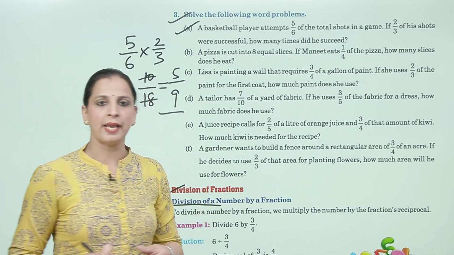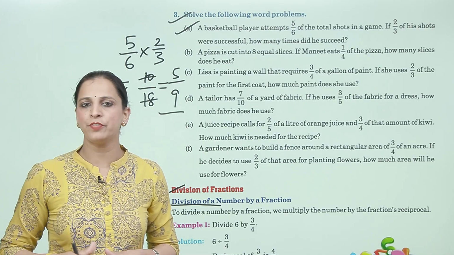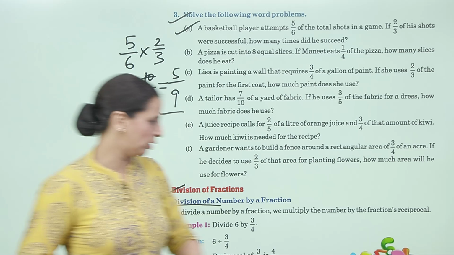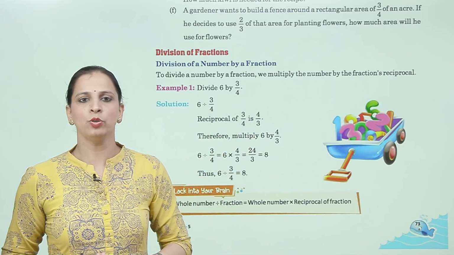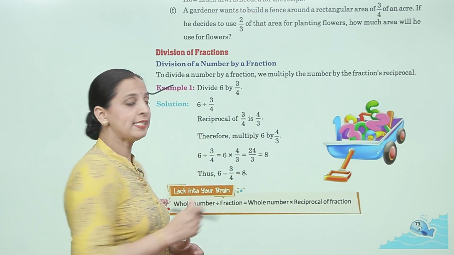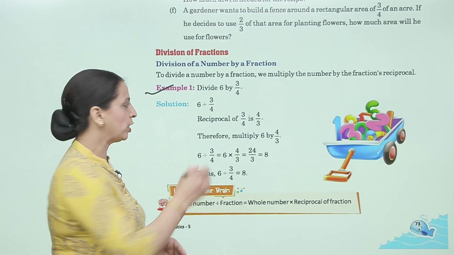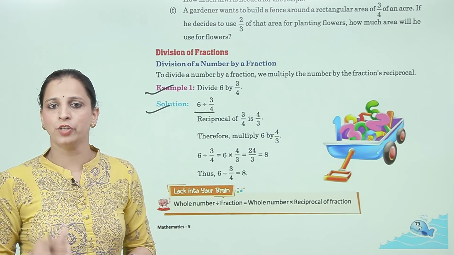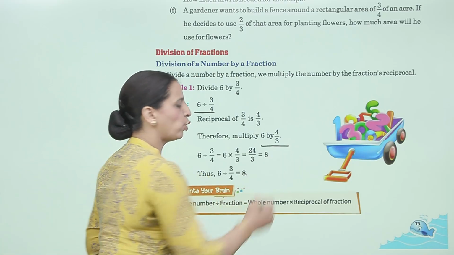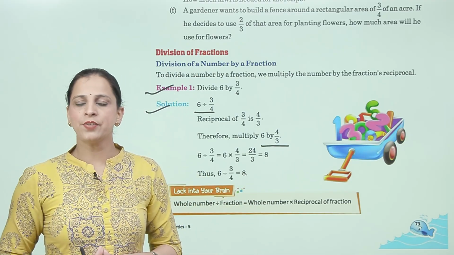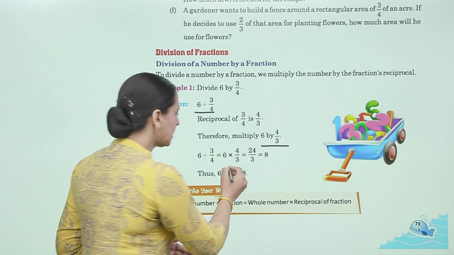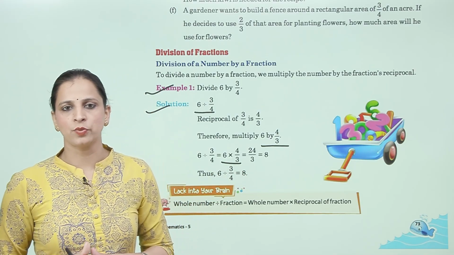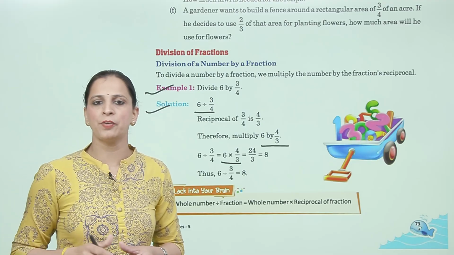Division of a number by a fraction. To divide a number by a fraction, we multiply the number by the fraction's reciprocal. Now example 1, divide 6 by 3 by 4. Solution, 6 divided by 3 by 4, reciprocal of 3 by 4 is 4 by 3, therefore multiply 6 by 4 by 3. So 6 divided by 3 by 4 is equal to 6 multiplied by 4 by 3, that is equal to 24 by 3, that is equal to 8. Thus 6 divided by 3 by 4 is 8.